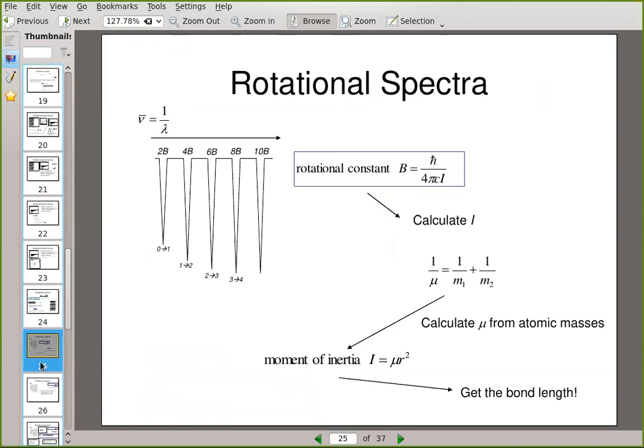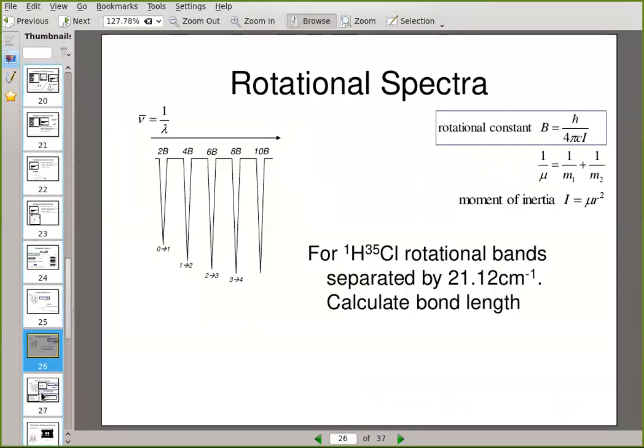Okay, now we're looking at rotational spectra, and for rotational spectra, we have this rotational constant that we can get from the spectra. We can calculate the moment of inertia, and of course, if we have the mu from atomic masses, we can easily get the bond length. So here's an example. For HCl, this is gaseous HCl, the rotational bands are separated by 21.12 centimeters -1. So calculate the bond length.